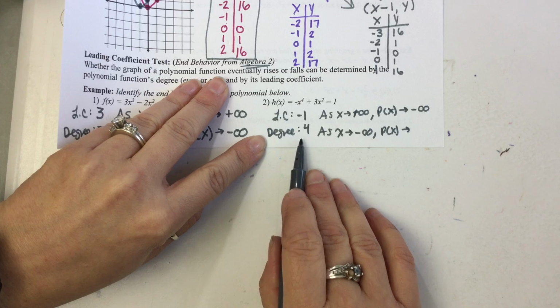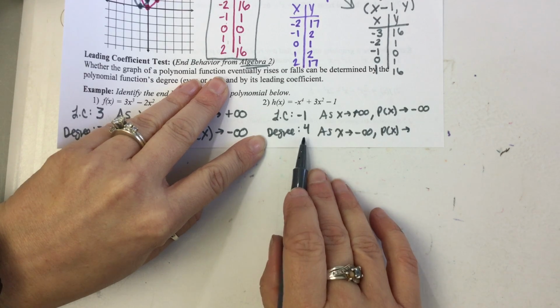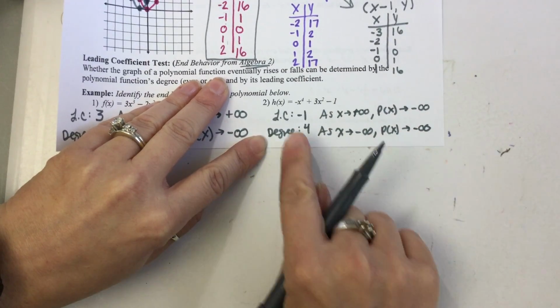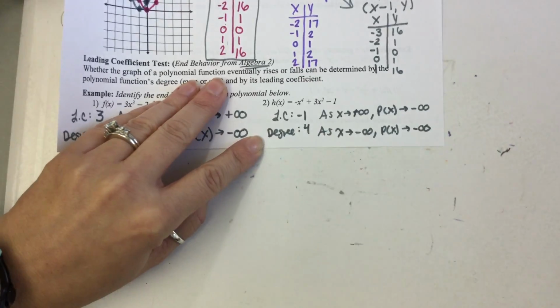4 is an even number. If this is an even degree, both sides have to do the same thing. You need to keep it even. So if this arrow is going down, this also has to go down because this is even. Okay, so that's what end behavior means.